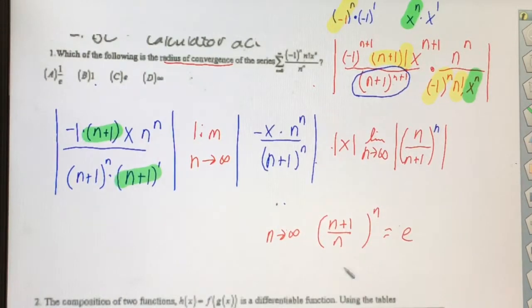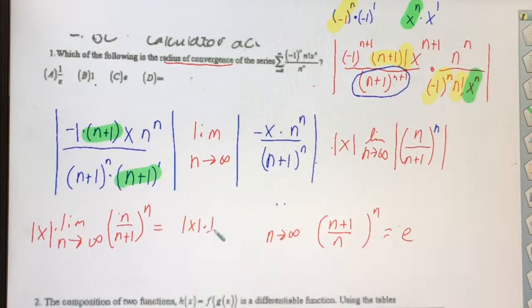Now I know that equals e. The bigger n gets, it approaches e. And this is the reciprocal of this. So, I can rewrite this as the limit as n approaches infinity of absolute value of x times the limit as n approaches infinity of n over n plus 1 to the n, and this equals 1 over e, equals absolute value of x times 1 over e. And now I'm going to set that less than 1.